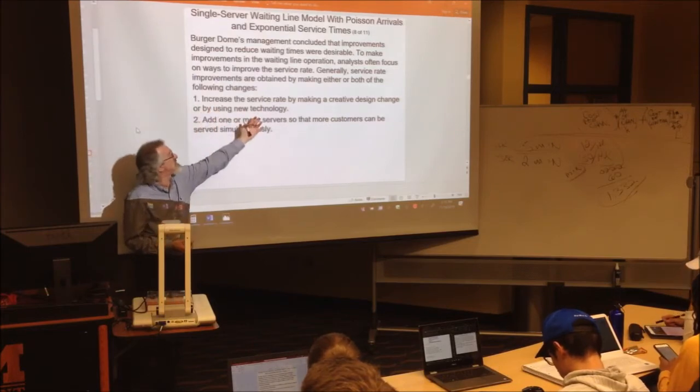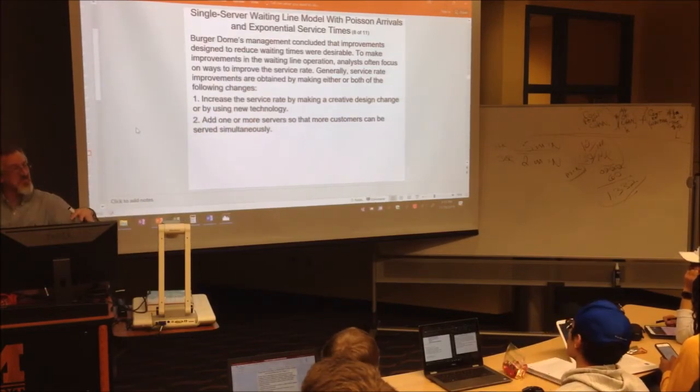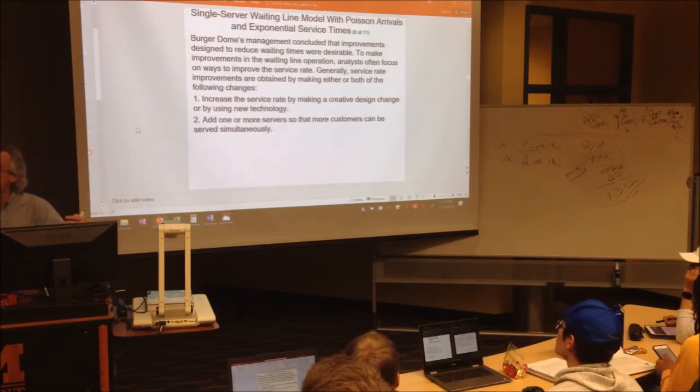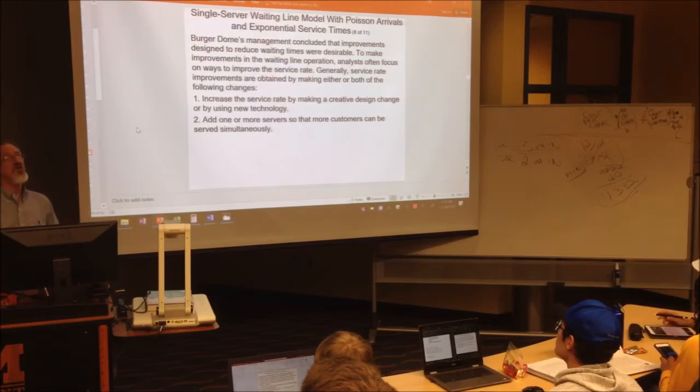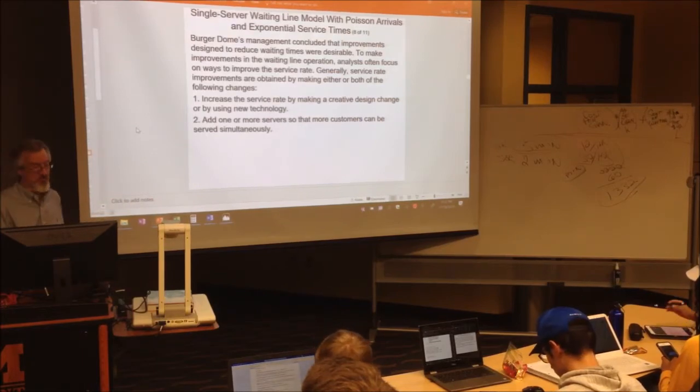So there are 2 ways of doing it. Either you increase the service rate through training or changing the design of how the service is conducted, in order to make the service take place faster. Or you add another channel, which is the most common way most managers will handle the situation. Those are basically the two choices.